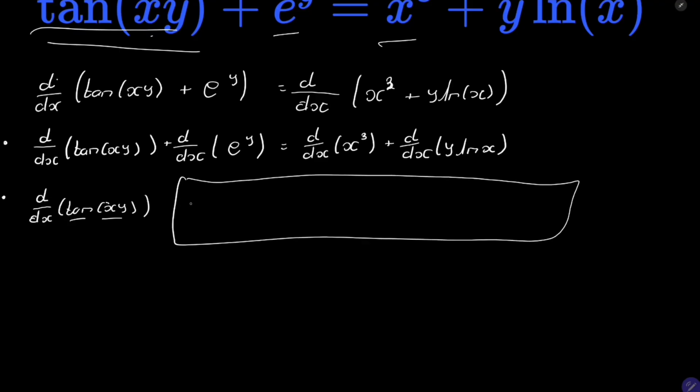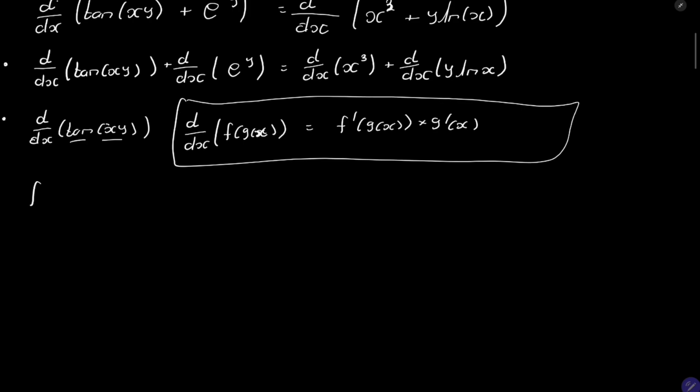The chain rule tells us that the derivative with respect to x of a function f of g of x is the same thing as f prime of g of x times g prime of x. So the first thing we're going to do is let u be our inner function xy.